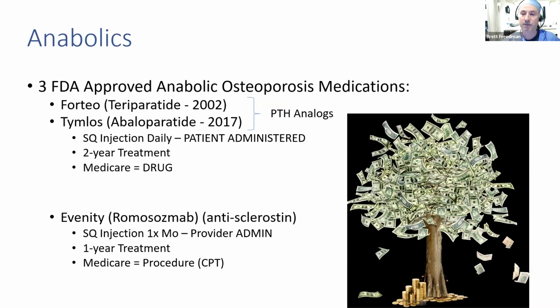Evenity is given by a provider, therefore it's a procedure. As a procedure, it's under Medicare B for most ways in which it's assessed, and that usually allows a greater access to care for those patients. And it only takes 1 year, so you get an accelerated rate to get to what you want to be.